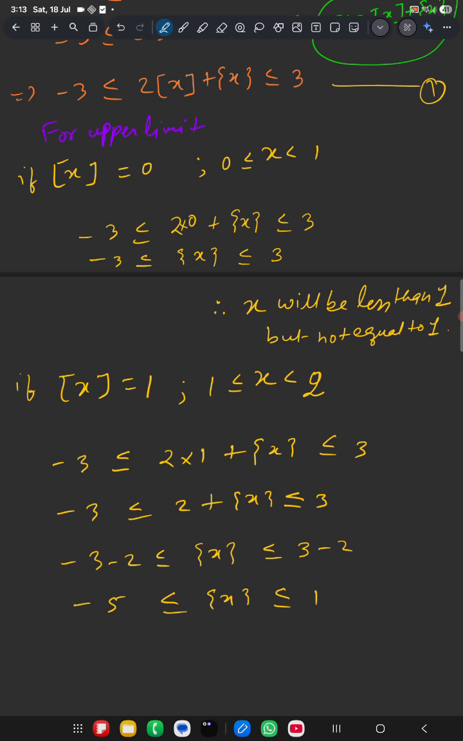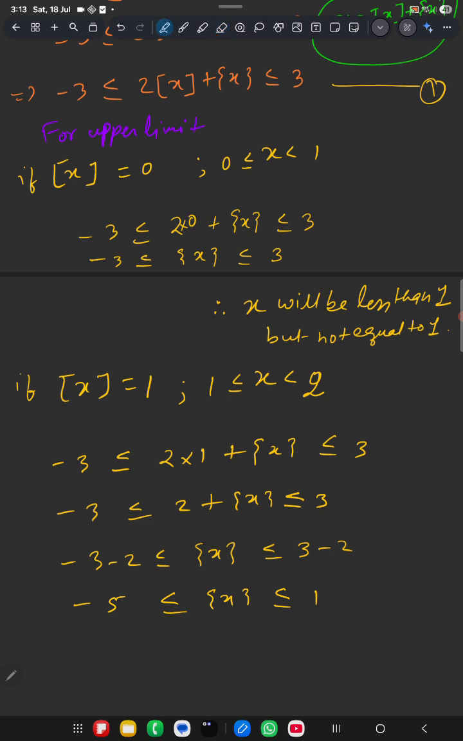So, but less than 1 is possible. Means here in this interval also, this greatest integer function, if this is the situation, this is already contained in this interval from 0 to 1. Okay. So we can take this interval also. From this we are concluding that x will be less than 2, and not equal to 2.